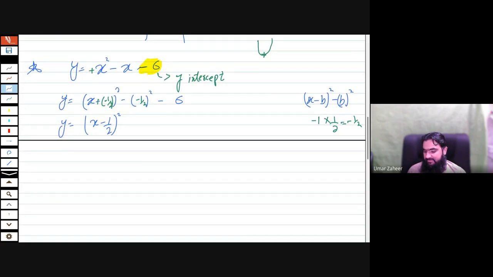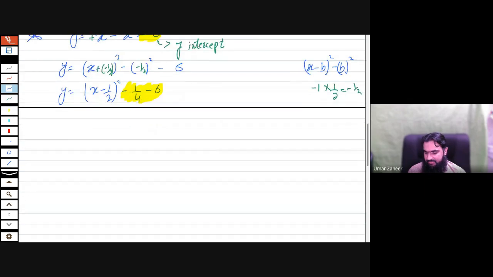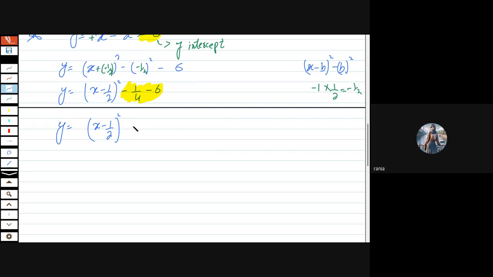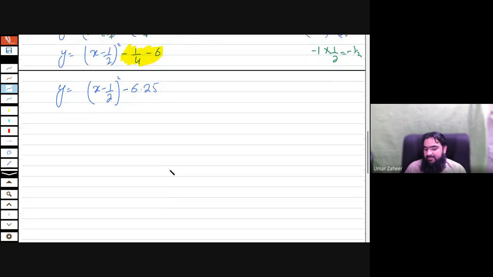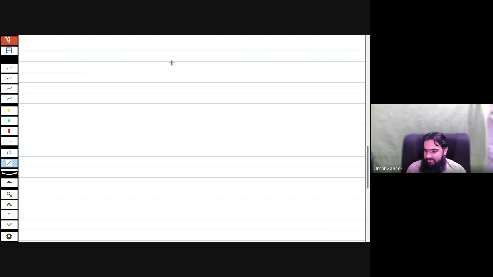All right, so (x - 1/2)² - 1/4 - 6. Yes, everyone, please find it: -1/4 - 6. Just use the calculator right now. I just want to be sure of the steps only. -1/4 - 6 will be equal to -6.25. Just -6.25. All right, now let's draw the graph.